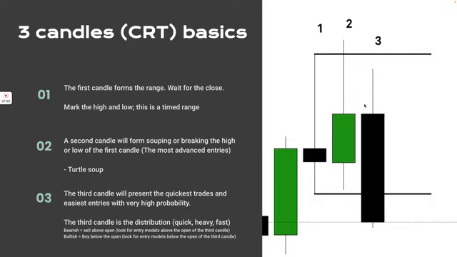A second candle will form souping or breaking the high or low of the first candle. This is basically going to be where the most advanced entries come in. Turtle soup. Not beginner friendly.